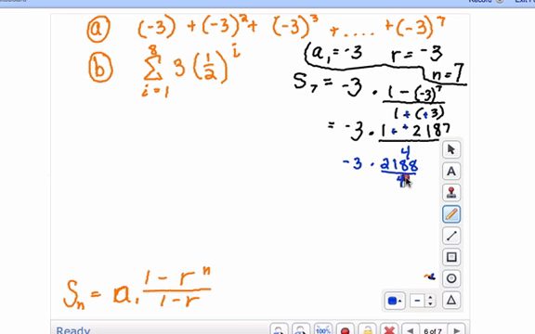So go ahead and calculate that. Negative 3 times 2,188 divided by 4. Get negative 1,641. And that's the sum of the first 7 things for part A.